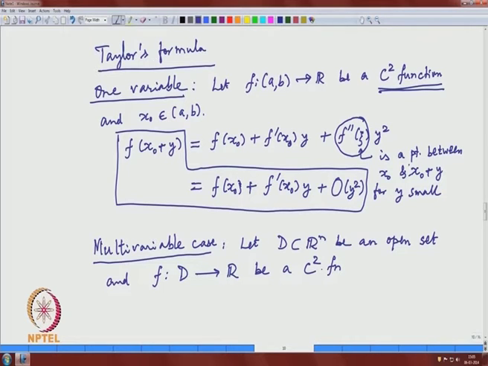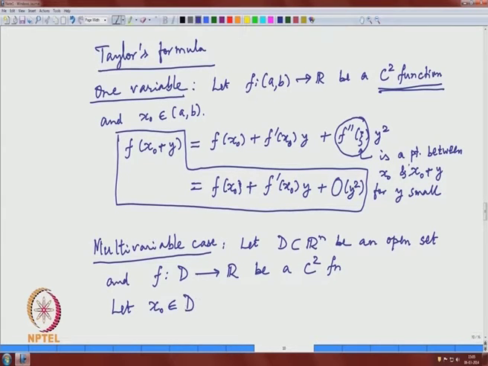So, in this case a C2 function means all the first order partial derivatives and second order partial derivatives with all the variables, there will be n variables, they all exist and they are continuous. Okay. So, again let x 0 belong to D, and you choose a small ball.